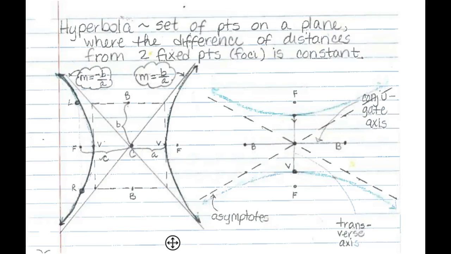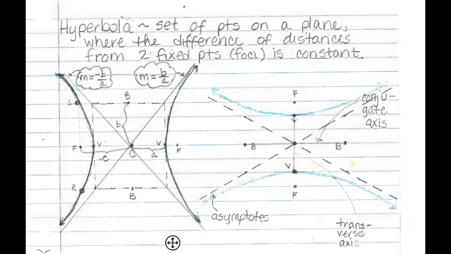Similar to the notes that we took for parabolas and ellipses, we're going to vertically fold this page since we will be talking about two types of hyperbolas. First, let's define hyperbola. A hyperbola is a set of points on a plane where the difference of the distances from two fixed points is constant.